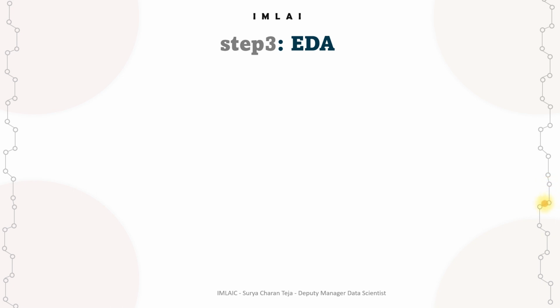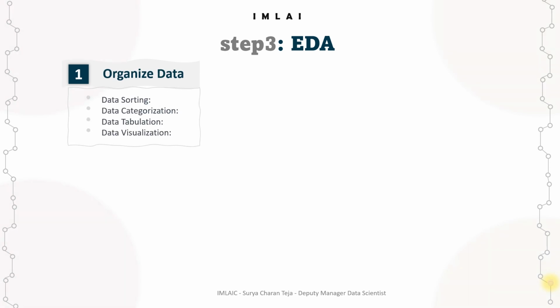Some of the techniques we will see, but we will split those techniques into various sections, under which the first section is organized data. In organized data, we will do data sorting, it could be ascending or descending, then data categorization, data tabulation, and the most important is data visualization. That's create histograms, bar charts, line plots, scatter plots, box plots, and heat maps to visualize the distribution and relationships between variables. Use pie charts, donut charts, or stacked bar charts to analyze the categorical variable.